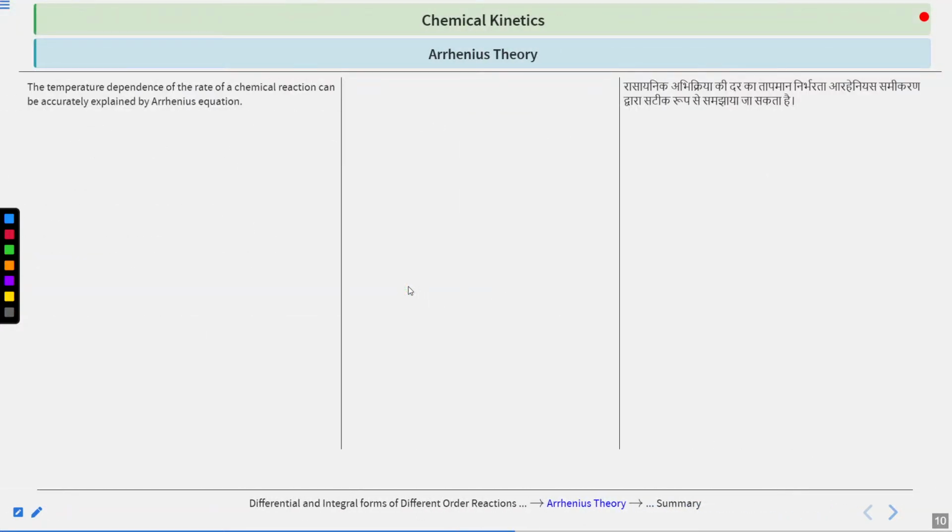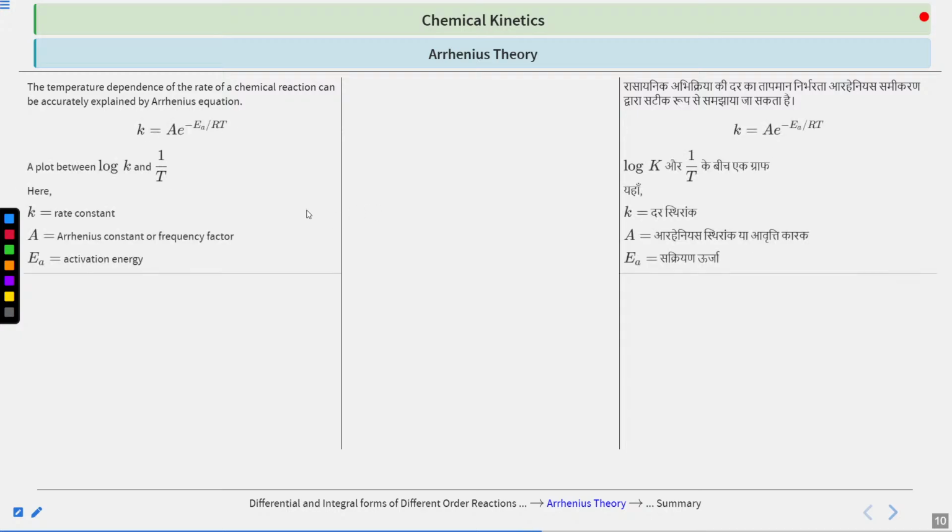Next is the Arrhenius theory. The Arrhenius theory was mainly developed to explain the temperature dependence of the rate of a chemical reaction. This is explained by the equation which is given as k = A e to the power minus Ea by RT.